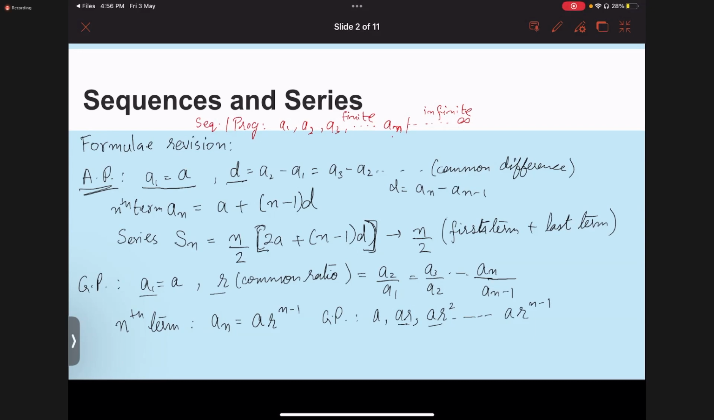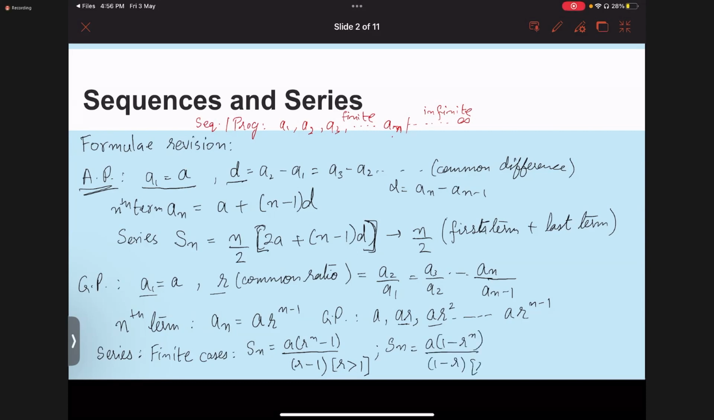Okay, now for your series with respect to GP, you have two, three cases. So first let's take our finite cases. In finite cases, your Sn is equal to a(r^n minus 1) upon r minus 1. This is when your r is greater than 1. And then you have Sn is equal to a(1 minus r^n) upon 1 minus r, and this is for when r is less than 1.